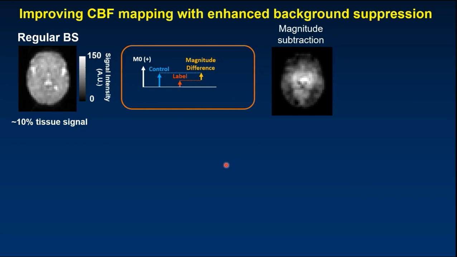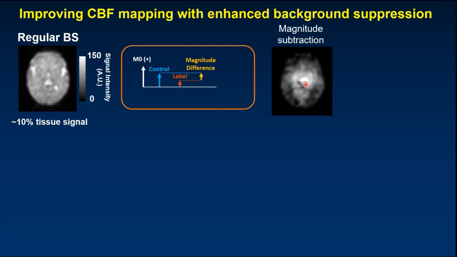Right now, the conventional Picasso sequence uses modest background suppression, which preserves enough tissue signal. This is to ensure that the signs of control and label signals are consistent, and the magnitude of control is always greater than label. In this way, we can simply take the magnitude of control and label, do a magnitude difference, and this will give us a perfusion weighted map as shown here.